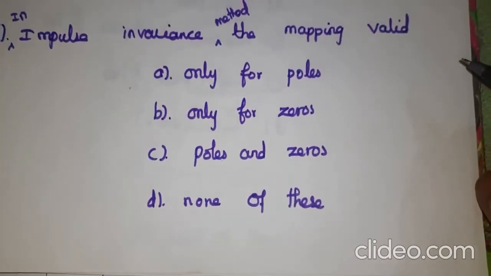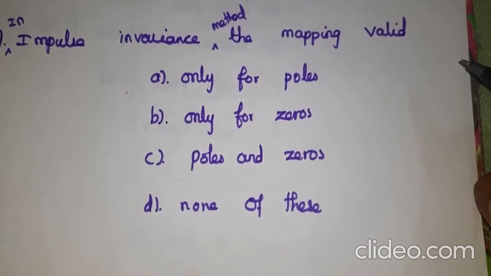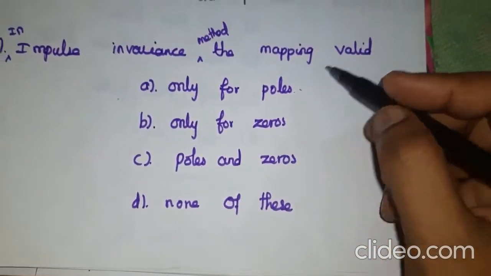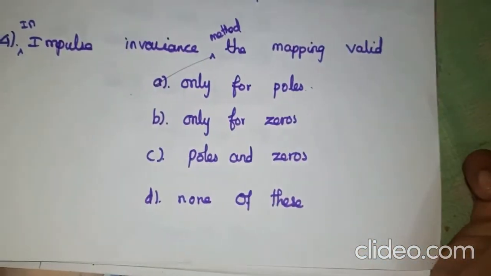Fourth question, in impulse invariance method, the mapping is valid only for poles. The mapping is valid only for poles in impulse invariance method. So here the answer is A.